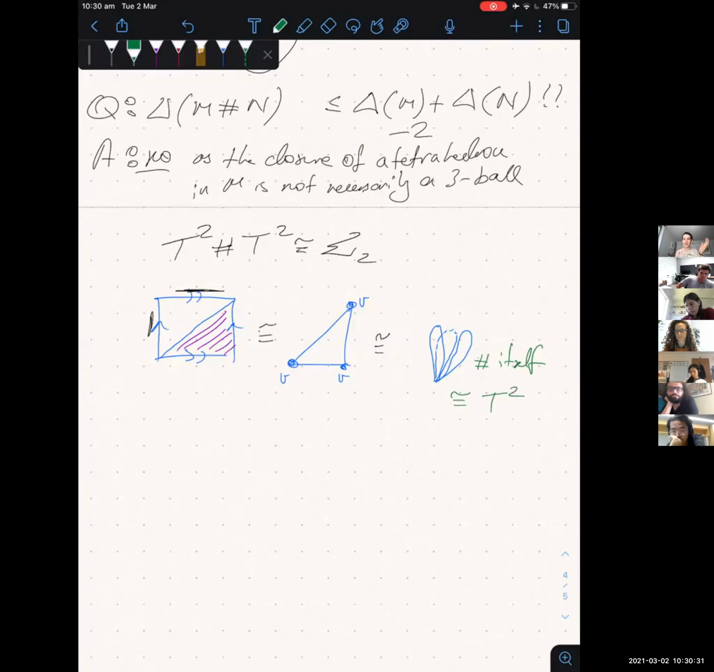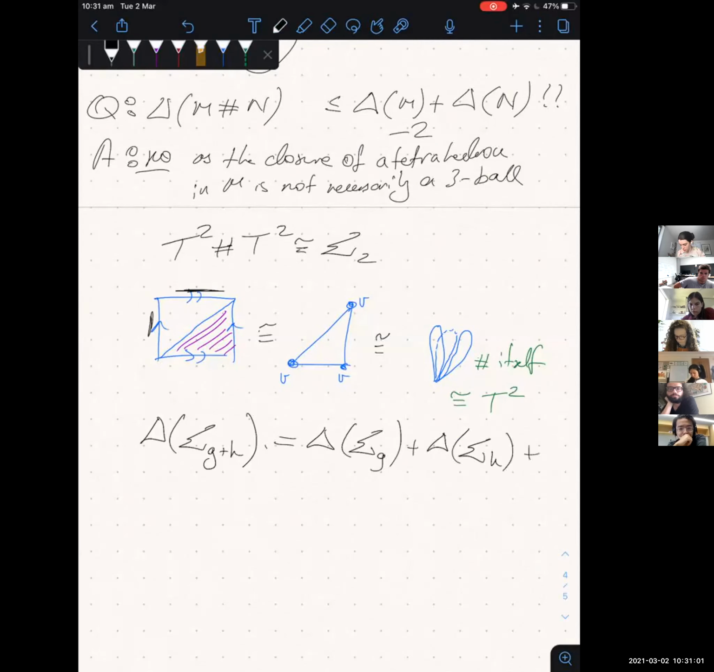Okay, so we're seeing here this real failure of what we might expect would happen. In the surface world, a straightforward calculation gives that the triangulation complexity of the surface of genus G connect sum the surface of genus H, which just adds the genuses, is equal to the triangulation complexity of the surface of genus G plus the triangulation complexity of the surface of genus H plus 2. So it's not sub-additive at all. In fact, it's super additive.